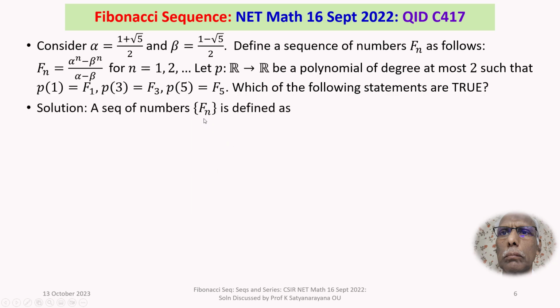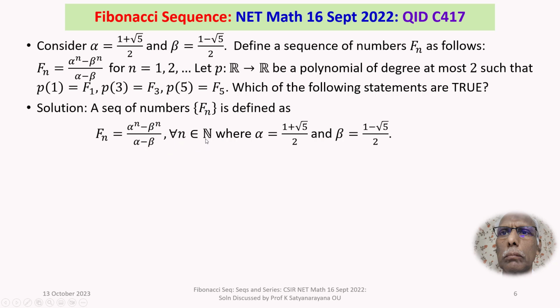A sequence of numbers Fn is defined as Fn equal to (alpha power n minus beta power n) by (alpha minus beta) for all n belonging to the set of natural numbers, where alpha is equal to (1 plus root 5) by 2 and beta is equal to (1 minus root 5) by 2. Now, if you subtract beta from alpha, you will get 2 root 5 by 2, that is equal to root 5. Then Fn will be 1 by root 5 into (alpha power n minus beta power n) for all n belonging to N.